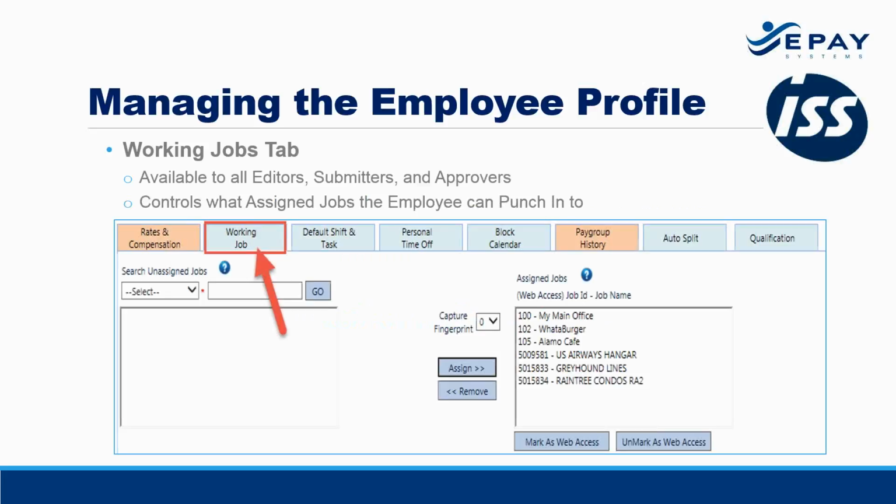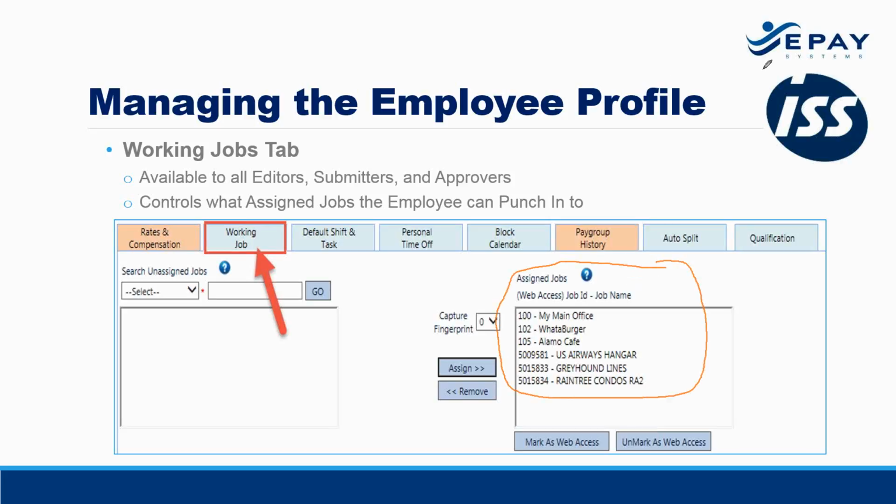And it controls, once again, what assigned jobs that employee can punch into. So looking here on the screen, you have a tab called Working Job at the bottom of the window. And on that Working Jobs tab, anything on the right-hand side of the screen is available for that employee to punch in and out of. Okay?